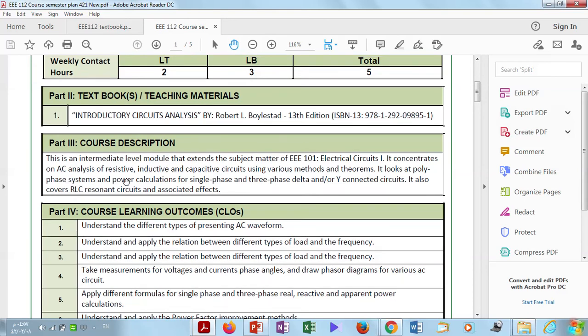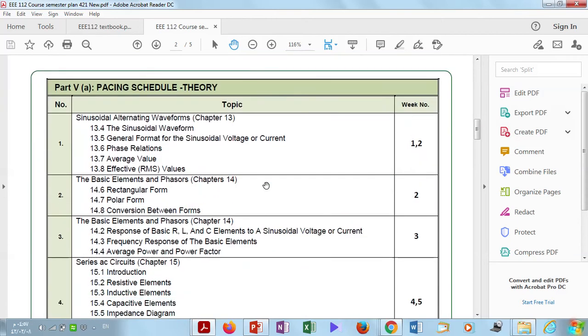And power calculation for single-phase and three-phase delta-Y connection. When we are dealing with the three-phase system later, at the end of this course, we have two types of connection, one called delta connection, one called Y connection. It also covers RLC resonant circuits and associated effects. You can see here the subject divided through the weeks.